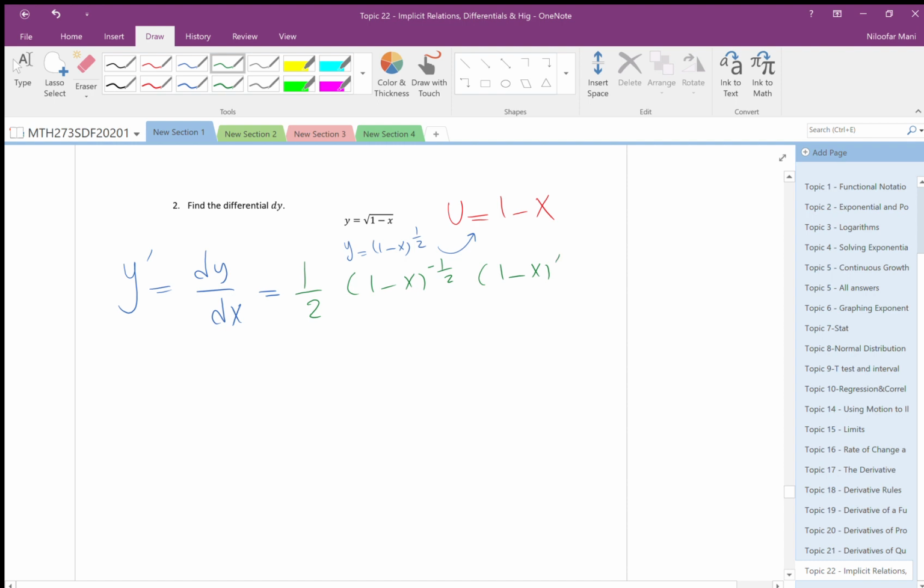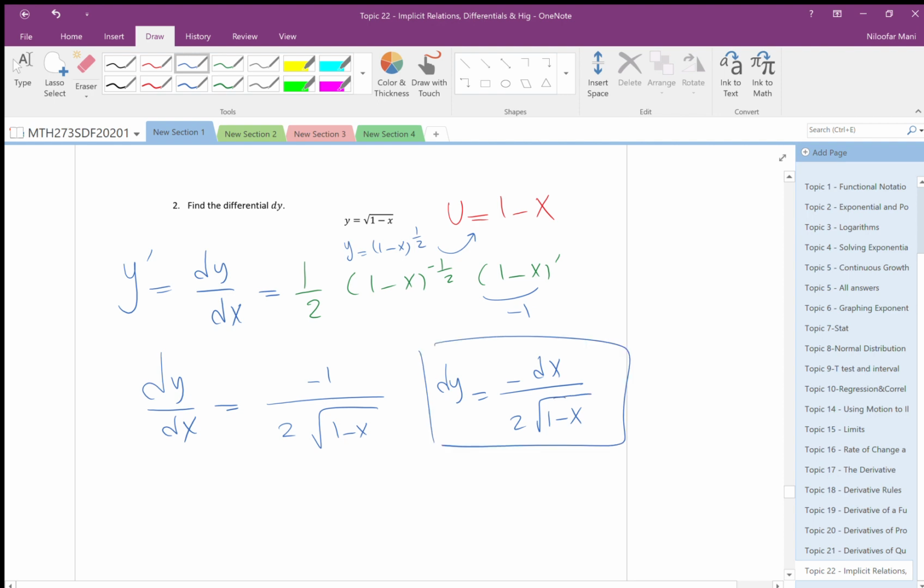Okay, and then it is y prime, no, I need dy over dx equal to 1 over 2 radical this, times minus 1, because the derivative of that is minus 1. Okay, this is minus 1. So then you say, okay, dy is minus dx over 2 radical 1 minus x. That's it. Okay, so the same, you have to do the derivative.